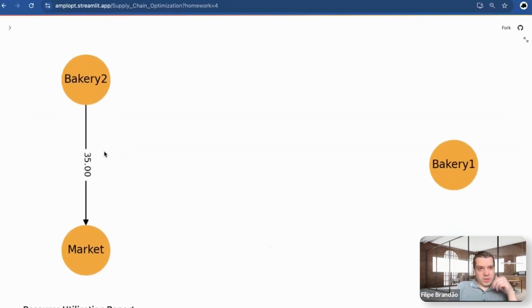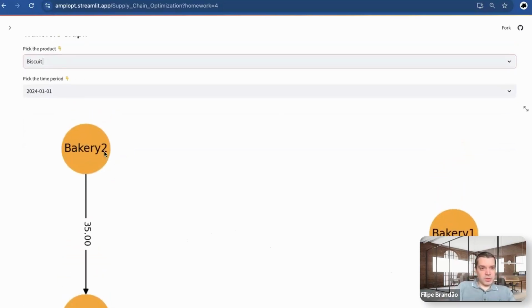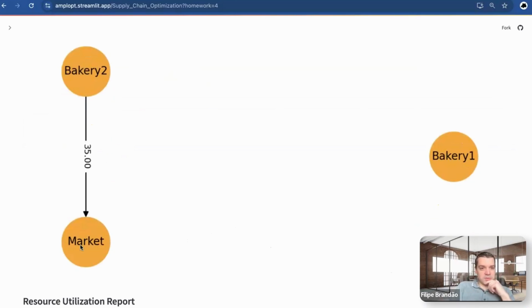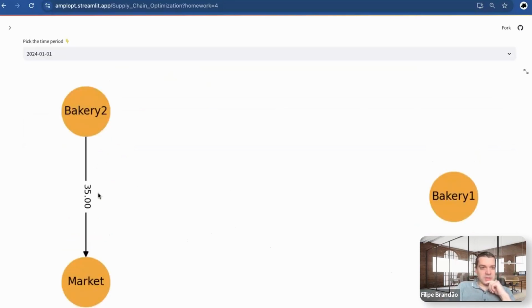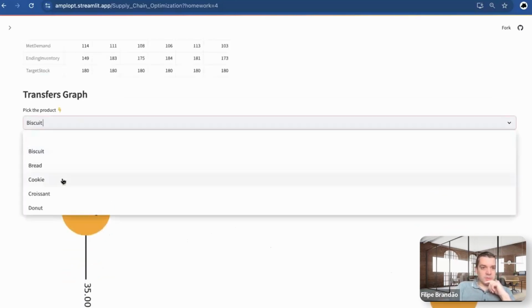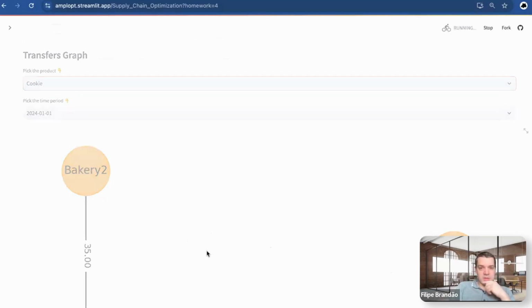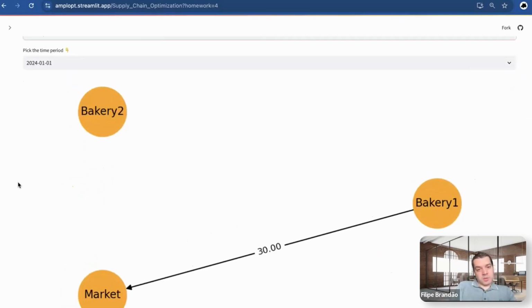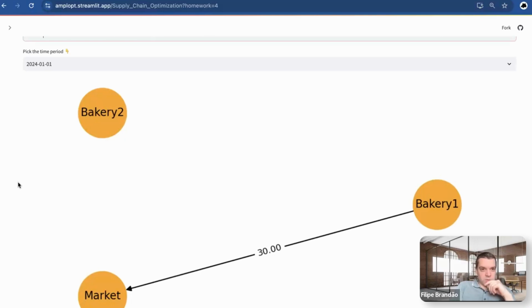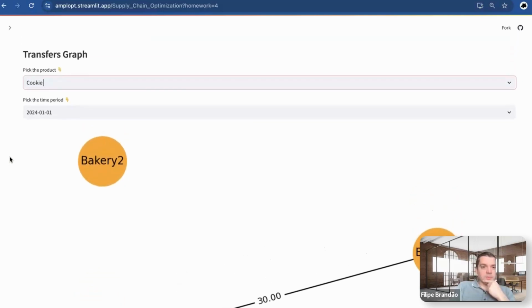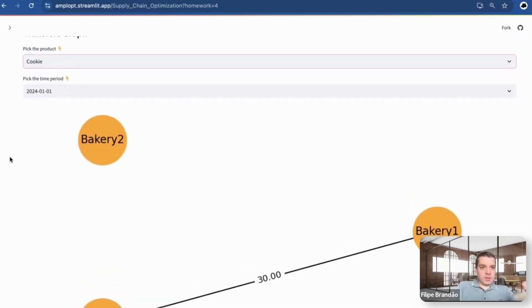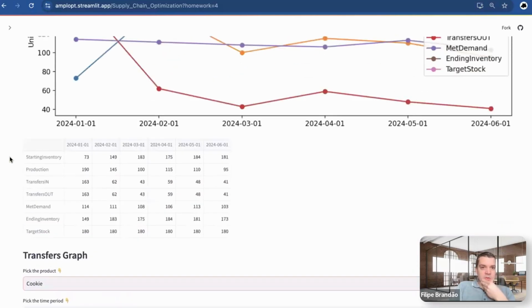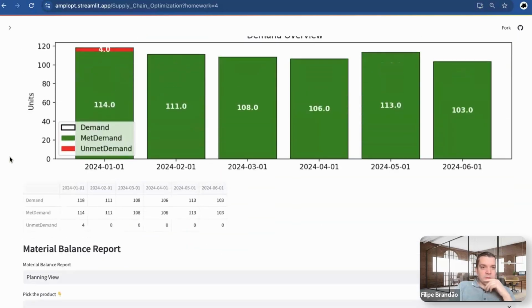And this is also where you can see why, if we disable homework 3, we will be missing a lot of demand, because market really needs to receive from others, from bakery, because they are not producing there. And that was introduced in homework 2. So the resources and so on. Okay, so this is in terms of reports.